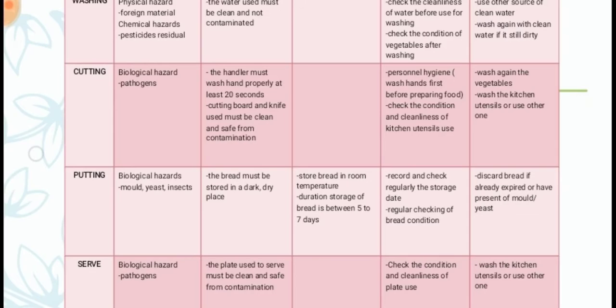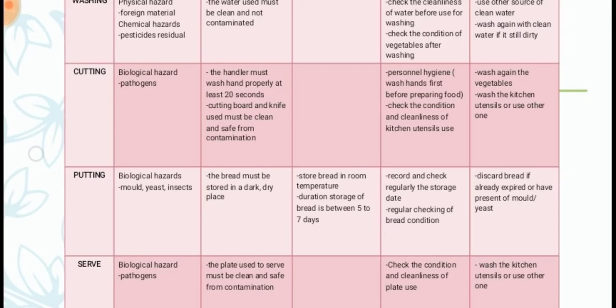For washing, it has physical hazard and chemical hazard. For the CP, the water used must be clean. For the preventive measure, check the cleanliness of water and check the condition of vegetables after washing. For the corrective action, use other source of clean water and wash again with clean water if still dirty.